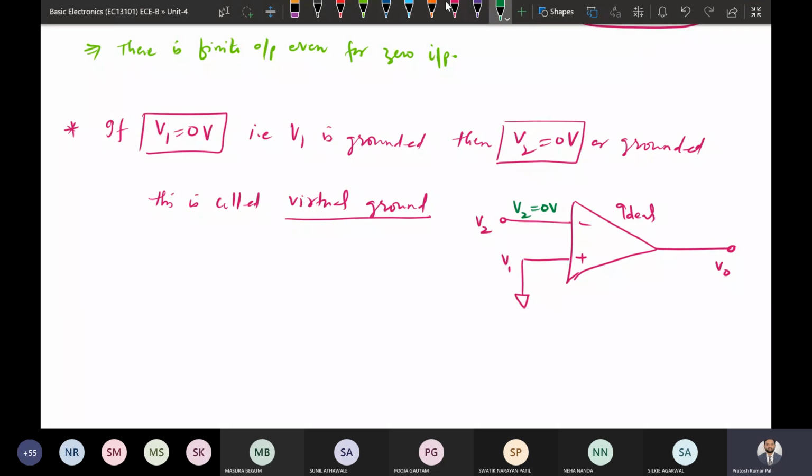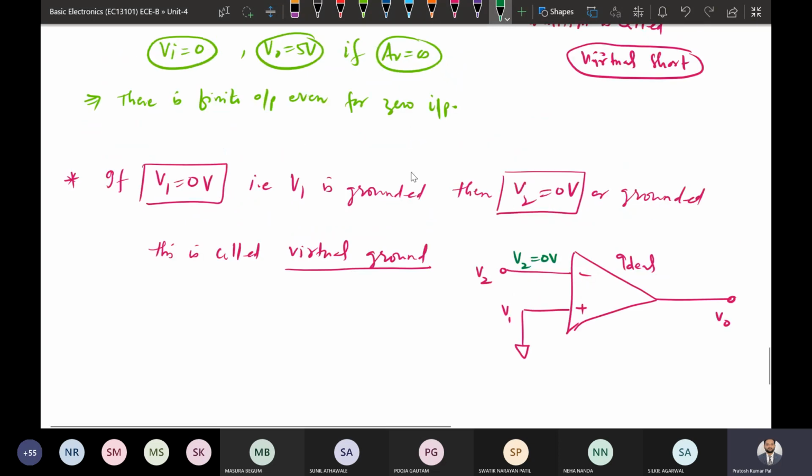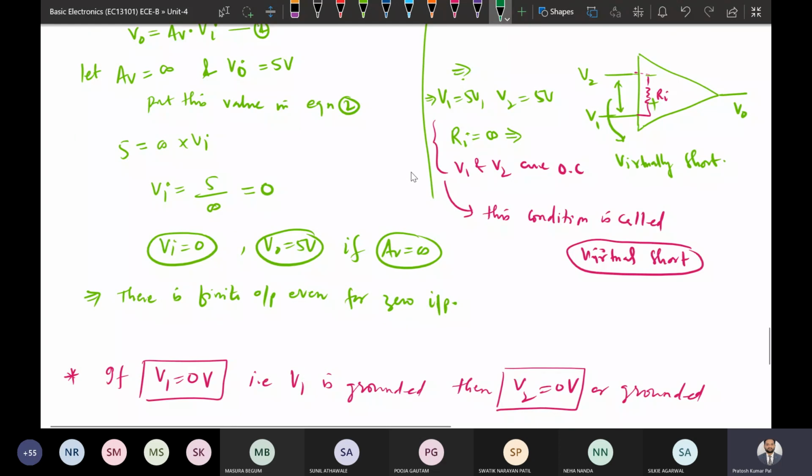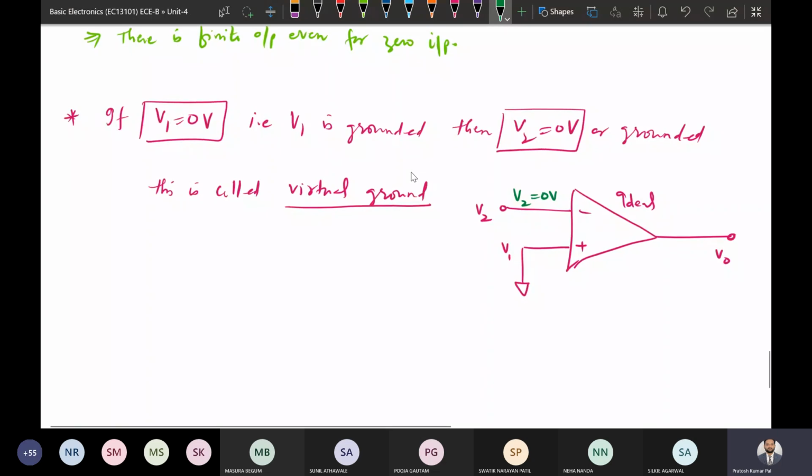And virtual short means if one voltage is 5 volt, the other will also be 5 volt. Virtual ground means if one of the terminals is grounded, that means connected to 0 volt, the next terminal will also be connected to 0 volt. That is called virtual ground. So the virtual ground concept takes place when the op-amp is ideal. So this is the virtual ground concept.